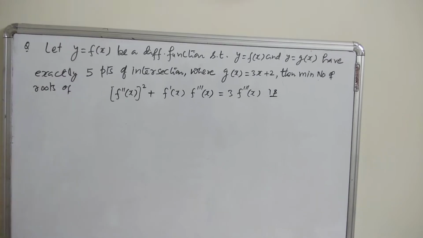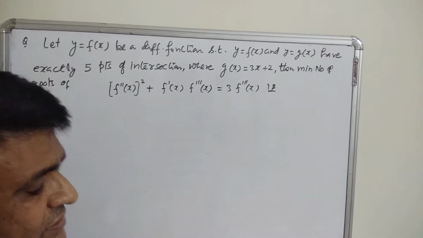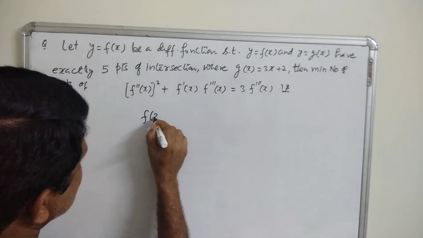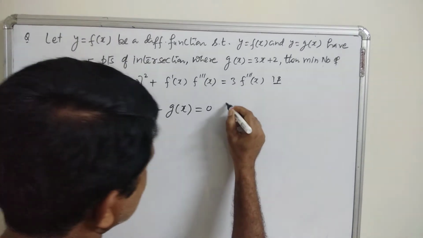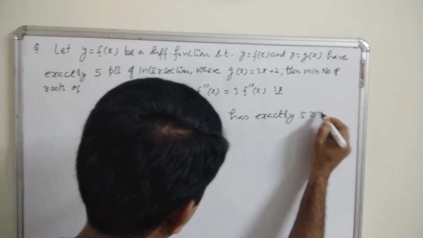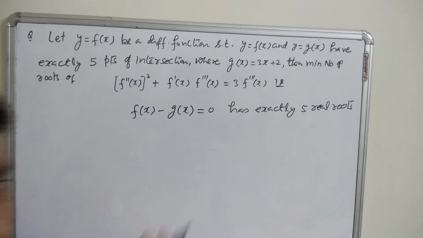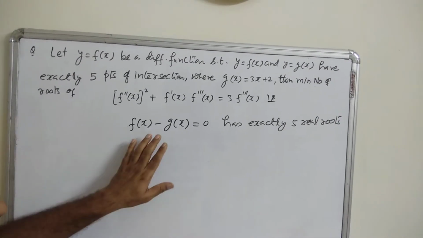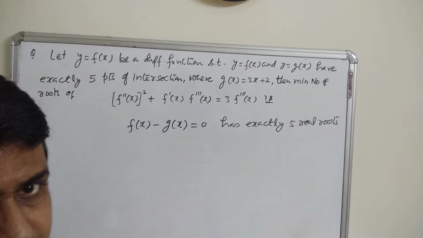Now let me first explain to you that when somebody says that these two curves have exactly 5 points of intersection, that means the equation f of x minus g of x equal to 0 has exactly 5 real roots. That is what it means. So if two curves are intersecting at exactly 5 real points, that means the equation formed by the difference of the functions will have exactly 5 real roots.